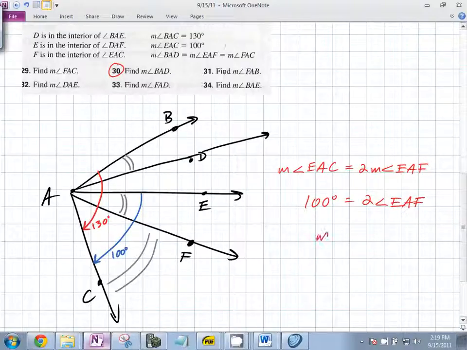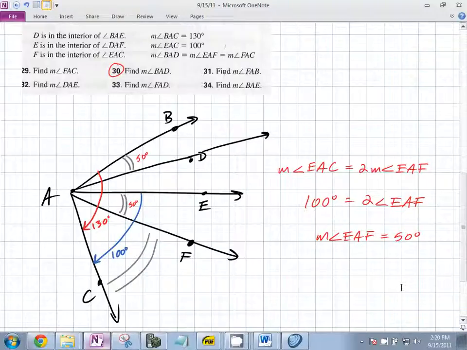So the measure of angle EAF is what? 50 degrees. So you know that this right here is 50 degrees, so therefore what does BAD have to be? 50 degrees. Is that right? Yeah. When I was doing it, did I do it wrong? Well, no. But when I was doing it, I read it to be... Oh, there's a problem. There is a big problem here. What's the problem? It's more than 100.